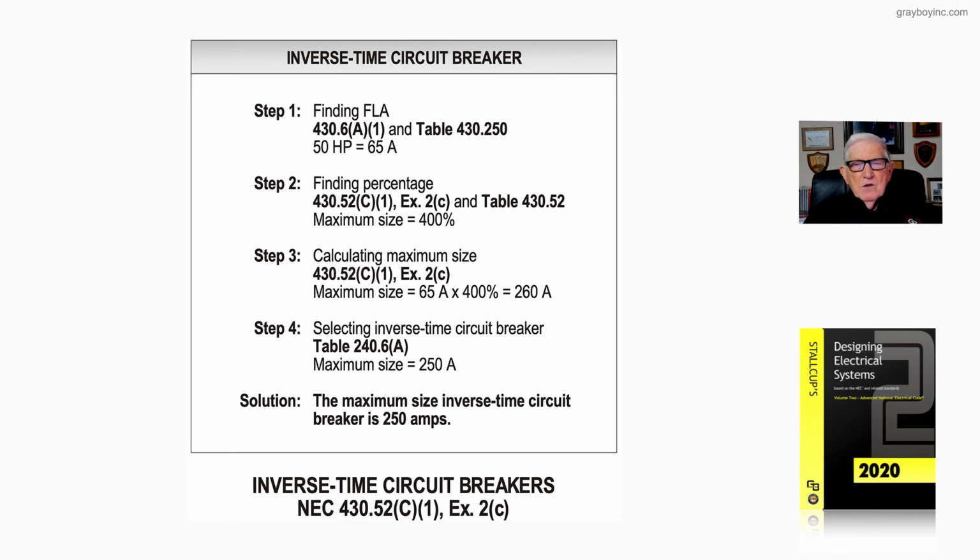240.6(A). So the maximum size to allow the motor to start and run would be 250 amp, but we could still round down to a smaller size and take our increments and steps and sizes to get a size that would allow the motor to start and run. But this would be the maximum size using an inverse time circuit breaker in accordance with our figure 18-26C.